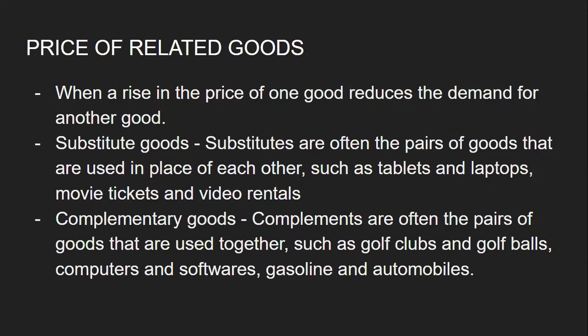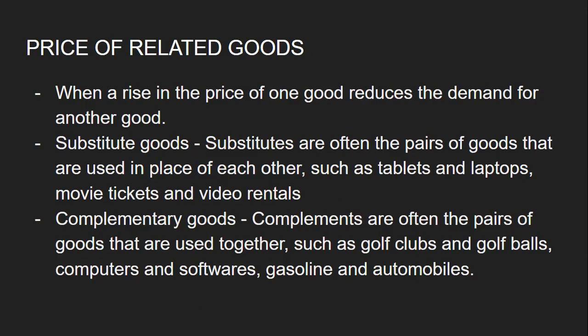Price of related goods. Related goods are those goods whose price rise leads to a decrease in the demand for the other good. Or we can say that whenever there is an increase in the price of one good, there will be a decrease in the demand for another good. Now there are two types of goods in this: substitute goods and complementary goods.